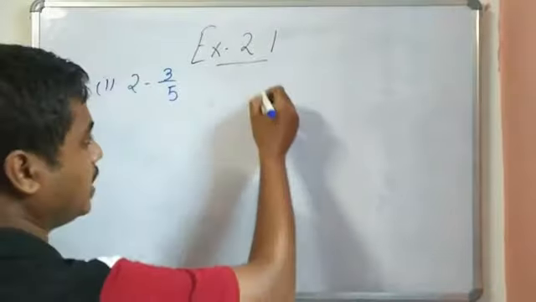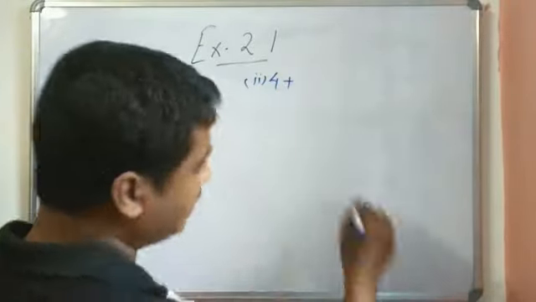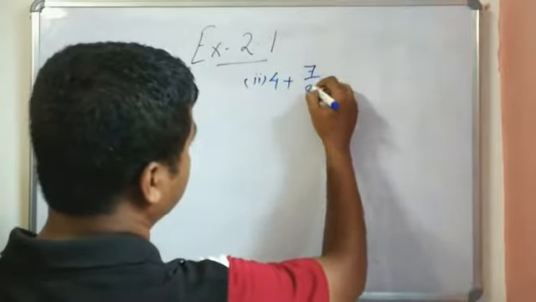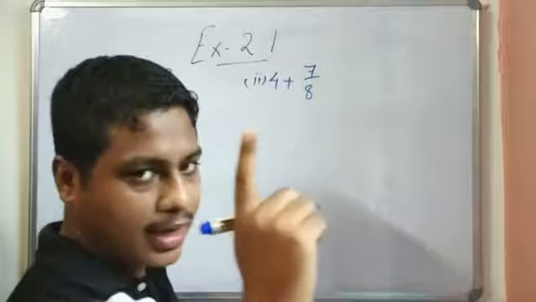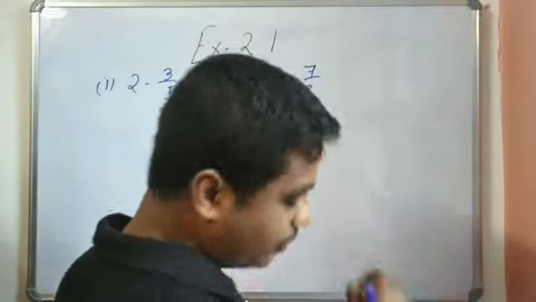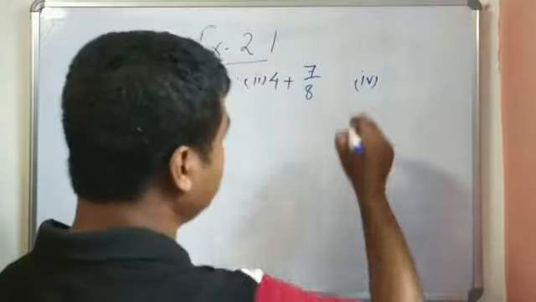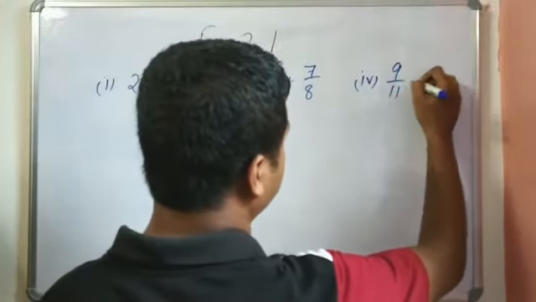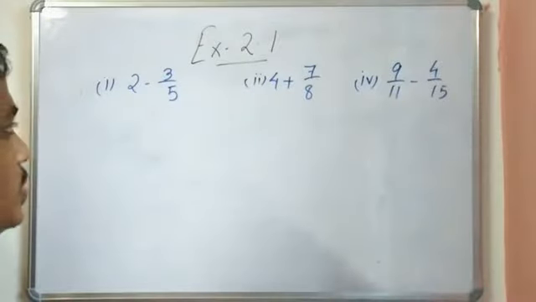The second question is 4 plus 7 by 8. The third question I will not be doing, I will be doing question number 4. The third question is for you: 9 by 11 minus 4 by 15. Let us first try these first 3 questions.